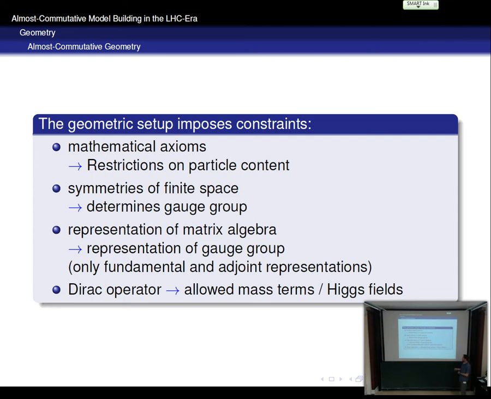The symmetries of the finite space determine the structure group of our principal bundle or the gauge group. The representation of the matrix algebra tells us what kind of representation of a structure group or gauge group we have. And this is, of course, much more restrictive than the approach from principal fiber bundles, because groups just allow for more representations than algebras, simply because you always have to keep linearity. So we're basically stuck with fundamental and adjoint representations. And the Dirac operator tells us what the allowed mass terms and what the allowed Higgs fields are. I put another S here, so there can be more than one field, and there will be more than one field.